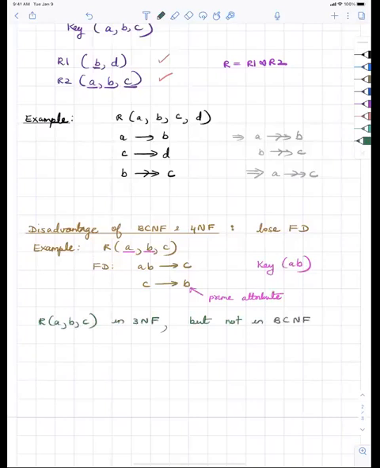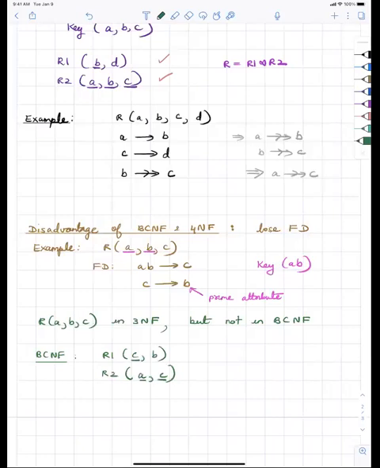Because in Boyce-Codd normal form, the left-hand side must always be a key. On the other hand, in third normal form, either the left can be a key or the right could be a prime attribute. So if you decided to do a Boyce-Codd normal form decomposition of this table, you would get R1, which is C, B, and R2, which is A, C. Now we have these two tables, and both of these tables are in Boyce-Codd normal form.